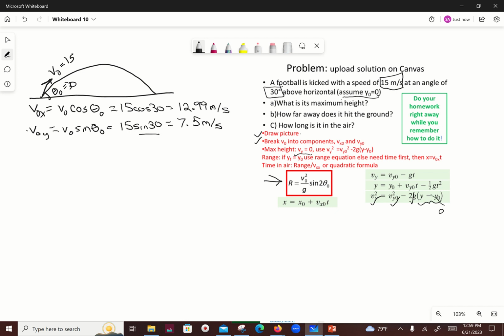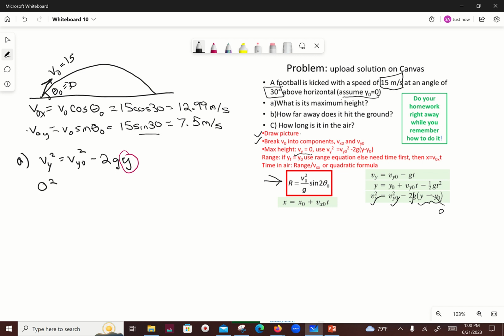Okay, so this equation then becomes, let me write it over here. For part A, it becomes Vy squared is equal to Vy0 squared minus 2g, g is 9.8, times y, because my y initial is 0. You can see that I interchangeably write Vy0 or V0y. It's the same thing. And I'm trying to solve for y. Okay, and I've got the Vy being 0.